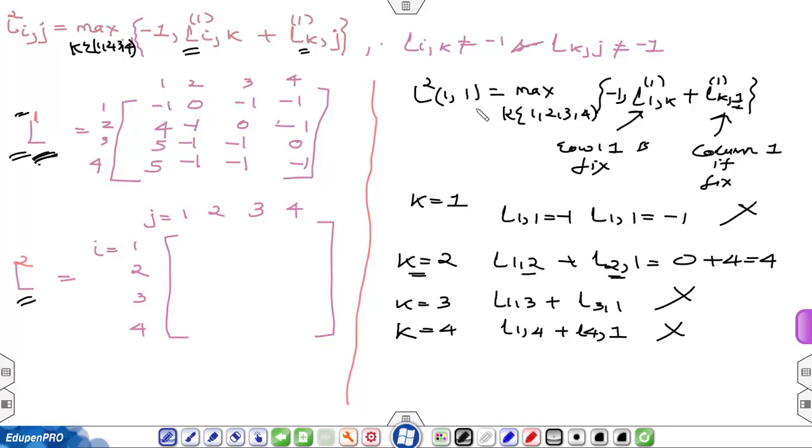So you have to choose the maximum value. So this is minus 1. The result of this calculation is 4. You have only one choice, 4, because k equal to 1 is not valid, k equal to 3 is not valid, k equal to 4 is not valid, only k equal to 2 is valid. So out of minus 1 and 4, you have to choose the max, and obviously 4 is the maximum value, so the result is 4.